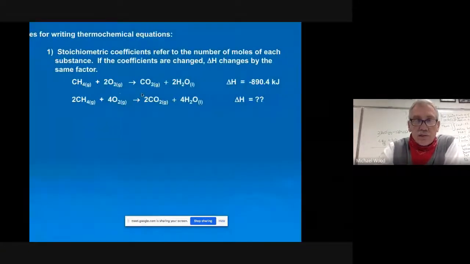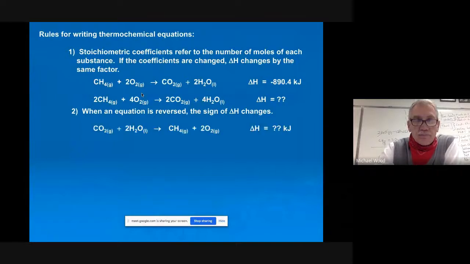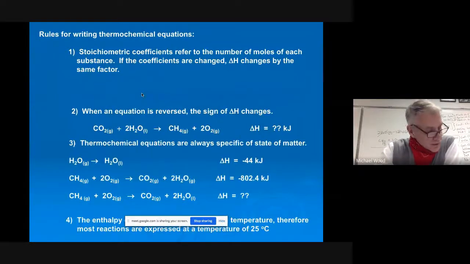Okay, and then what it says here on the bottom, it says the enthalpy of a substance increases with temperature. Therefore, most reactions are expressed at a temperature of 25 degrees Celsius. And to be honest with you here, temperature is not going to be a factor in these problems at all. Okay, so there is number one.